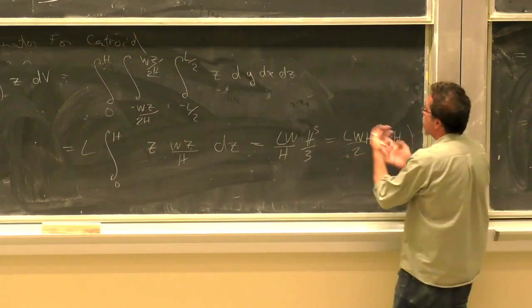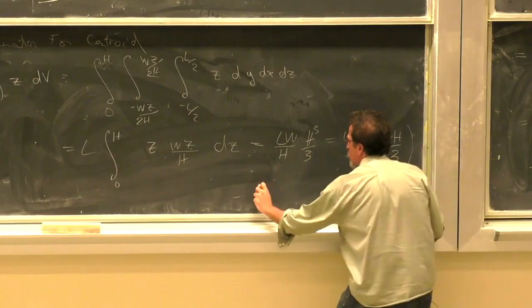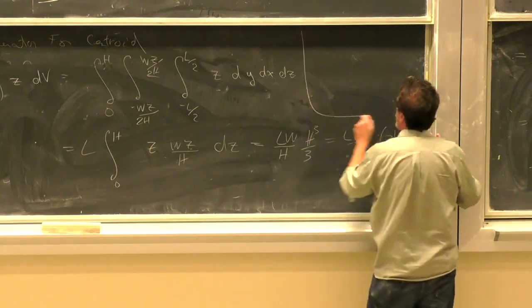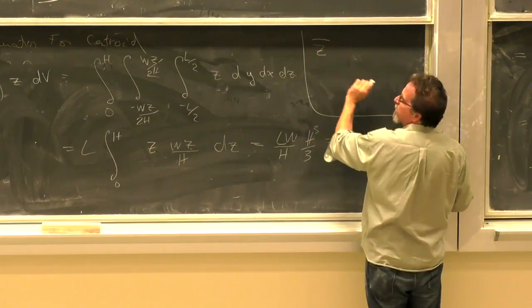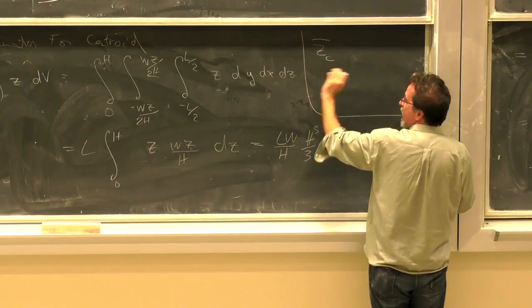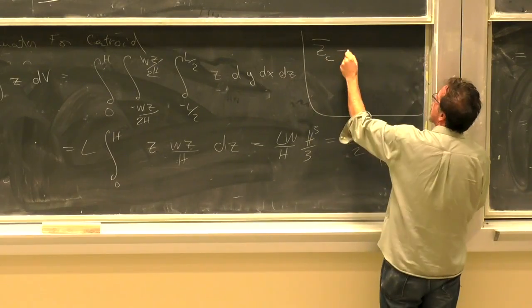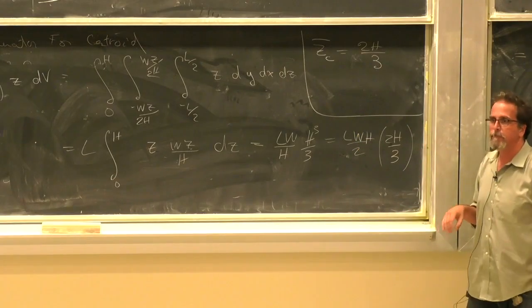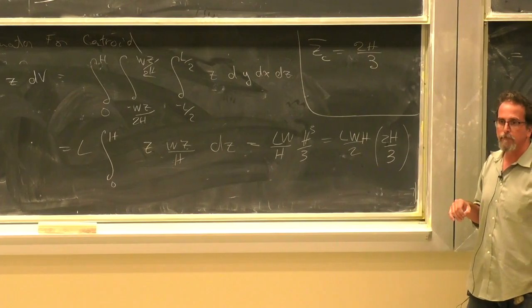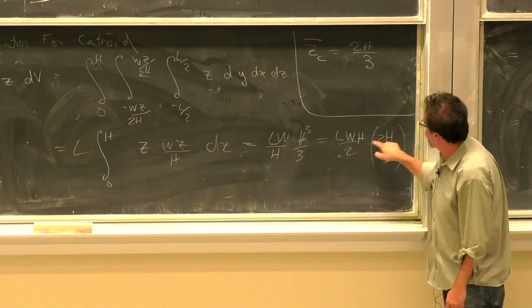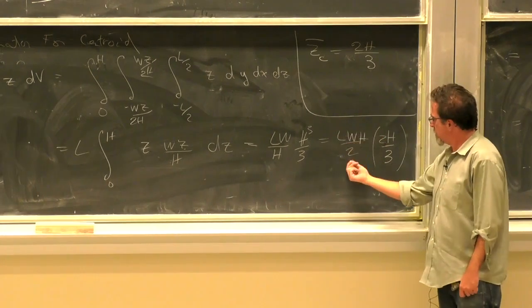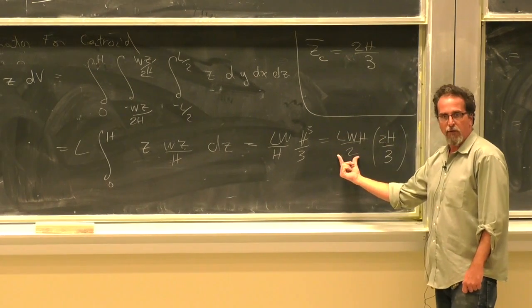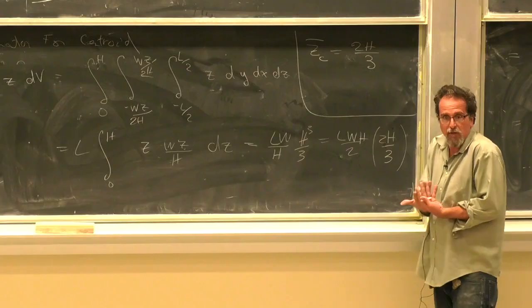So z bar, the centroid, I'll write it up here, z bar, the value of the centroid, is that integral divided by the volume, which is equal to 2h over 3. Okay? So the reason I put the 2 here was to get the volume. And therefore, I had to put the 2 back up there in order to not change the problem.